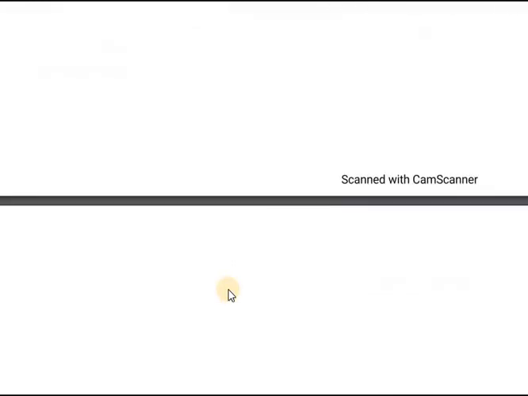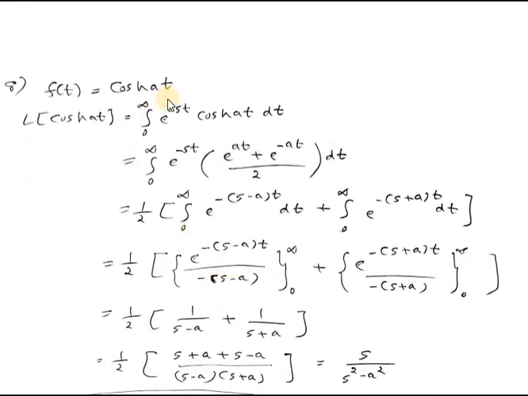Now we will discuss Laplace transform of cos hyperbolic at. So Laplace transform of cos hyperbolic at is given by integration 0 to infinity e raised to minus st cos hyperbolic at dt. Now we know that cos hyperbolic at is defined as e raised to at plus e raised to minus at divided by 2. So if we simplify this, it will be integration 0 to infinity e raised to minus (s minus a)t dt plus integration 0 to infinity e raised to minus (s plus a)t dt, and 1 by 2 is common.